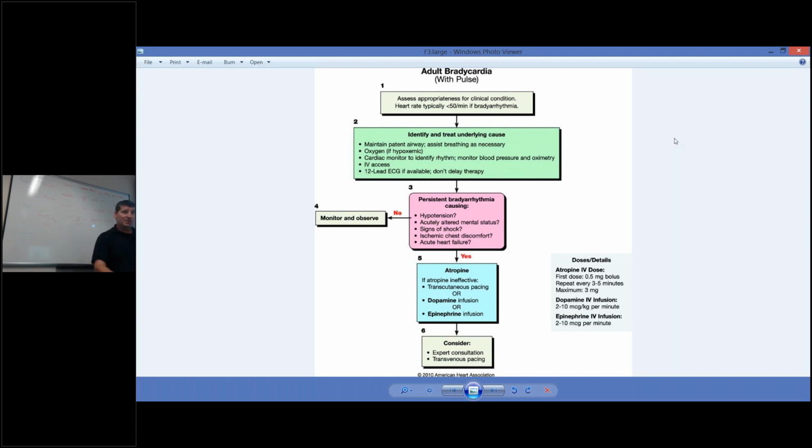Then I'm going to take this over here. If you look on the screen, this goes through the same areas. Again, if my patient is stable and does not show any change, I'm just going to monitor and observe. If my patient becomes unstable, here's what I'm going to do. I'm going to do my atropine. If that doesn't work, I'm going to consider transcutaneous pacing, or I'm going to do my drips, and then consider an expert consult. And here are my dosages right over here. Pretty easy, pretty straightforward. Okay, so we're getting better.